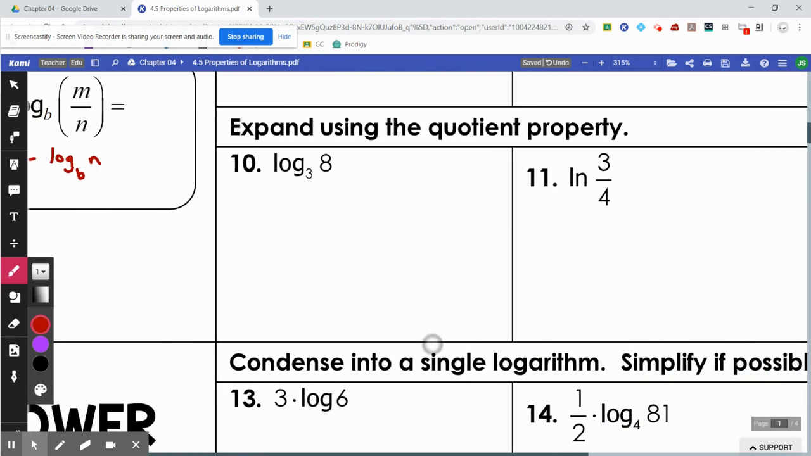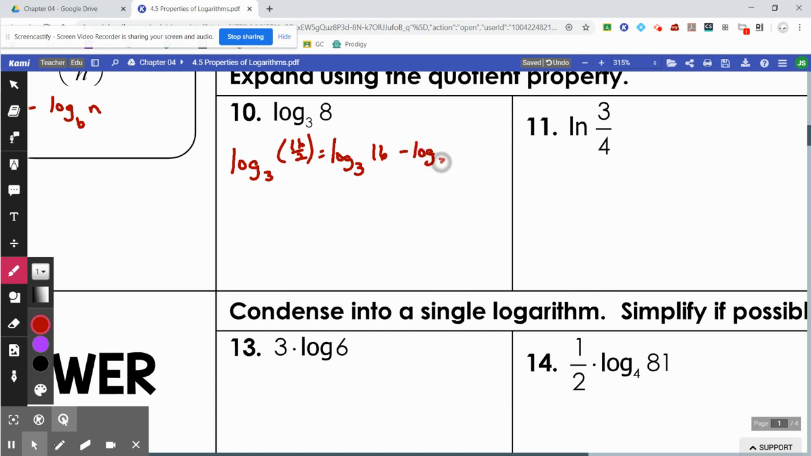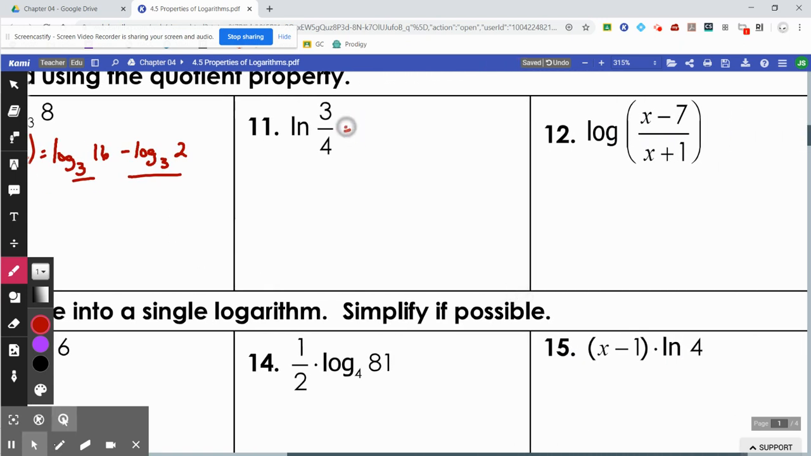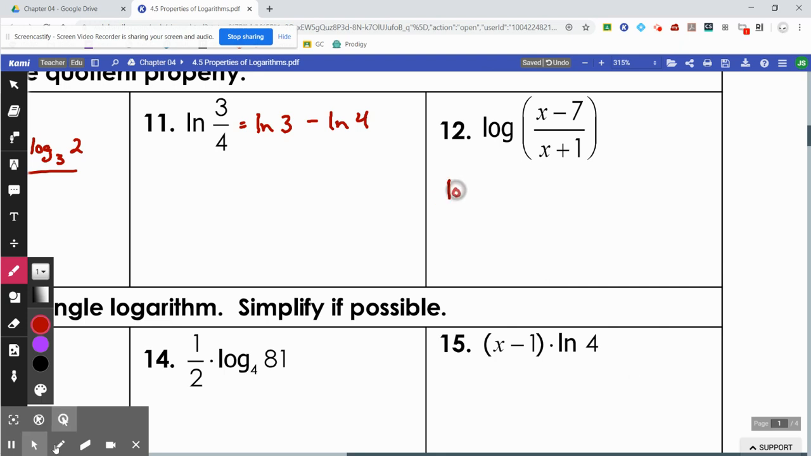Okay, now we're going to expand, the exact same thing except backwards. So the number 8, we could write that as 16 over 2. So that'd be the log base 3 of 16 minus log base 3 of 2. Again, a quotient can be written as the difference between two logs. Natural log of 3/4 would be the natural log of 3 minus the natural log of 4. And then the log of x plus 7 over x plus 1 would be the log of, and put it in parentheses just to be safe, x plus 7 minus the log of x plus 1. And again, that's your quotient property.